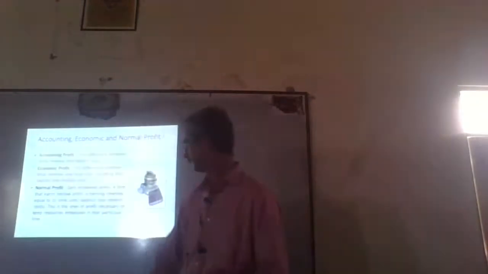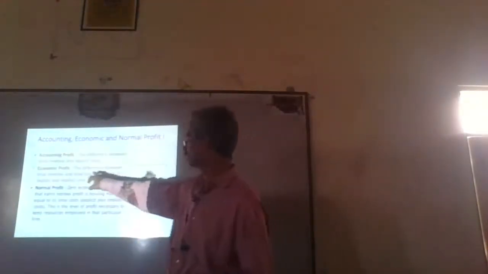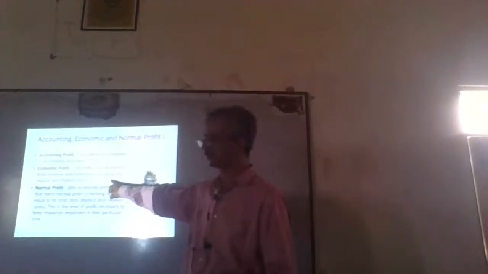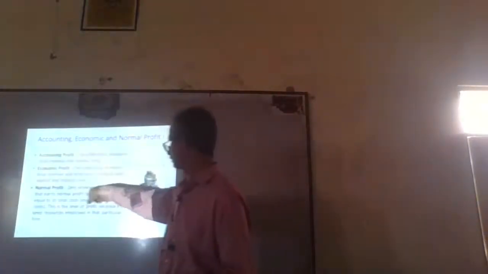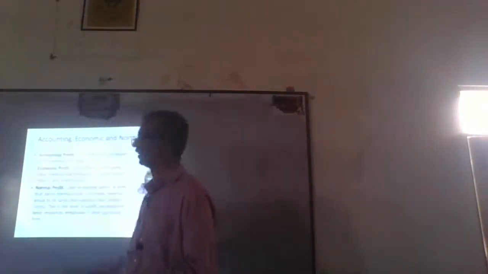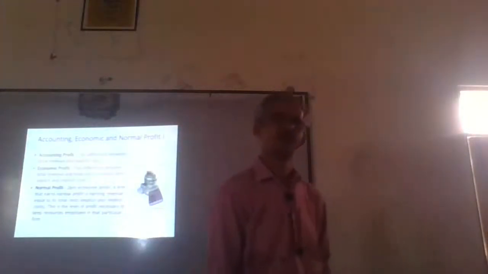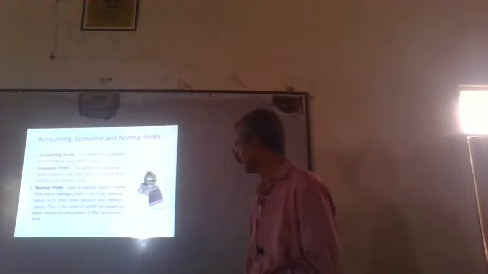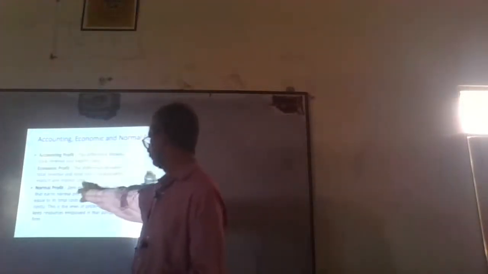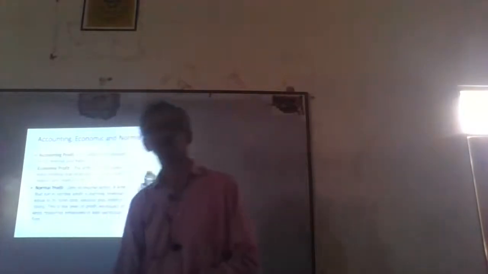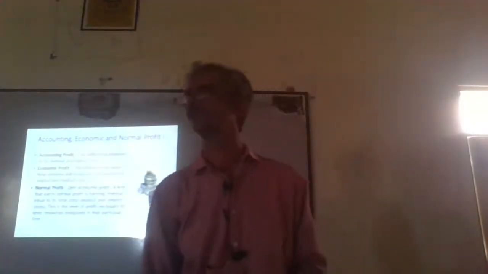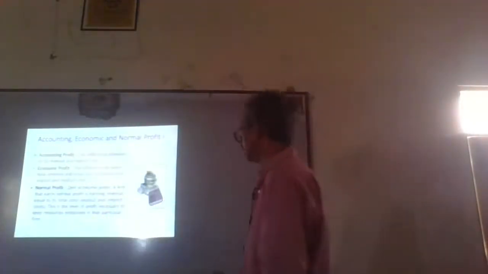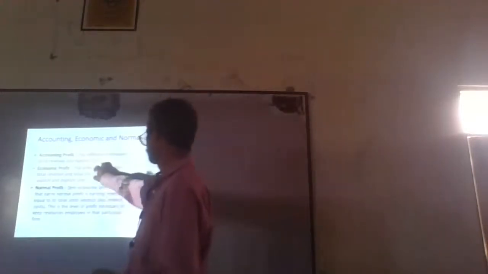Economic profit is the difference between total revenue and total cost, including both explicit and implicit cost. Here we subtract the implicit cost also. It is the difference between the total revenue and the total cost. It includes both the explicit and the implicit. But in the accounting profit, we only include the explicit cost, meaning the things we pay.